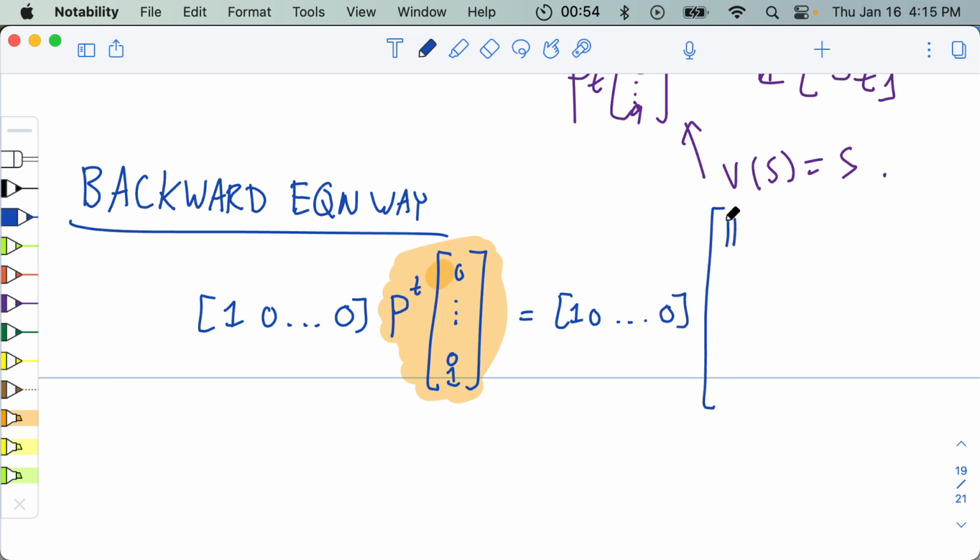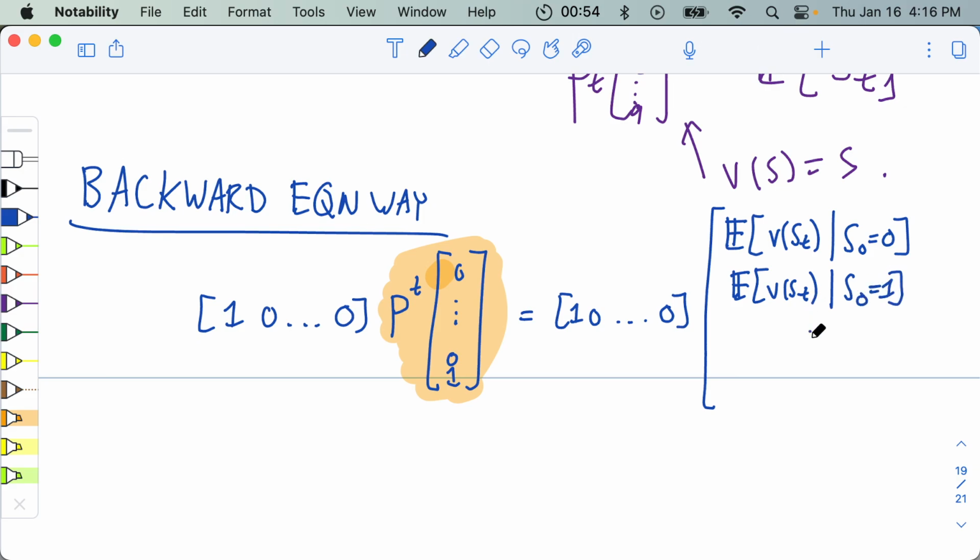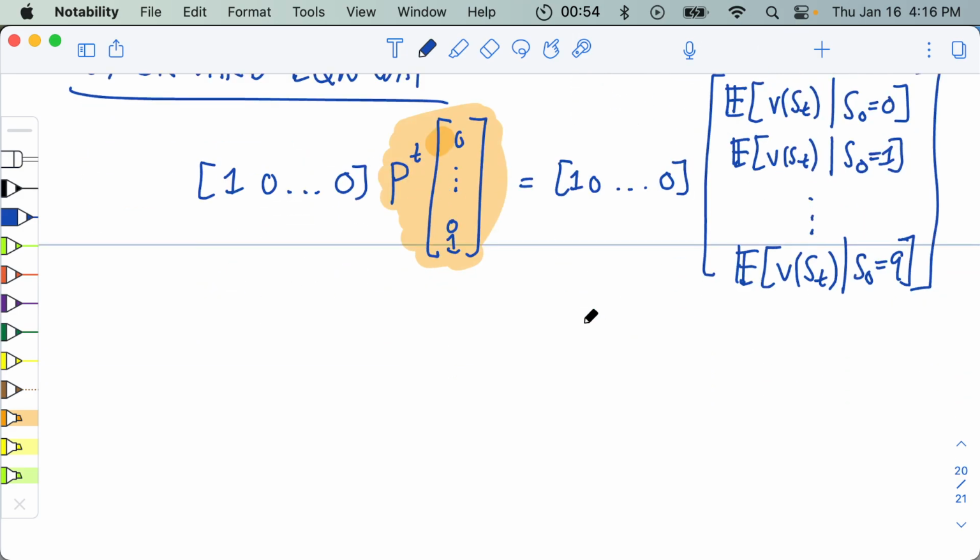And what this will equal, so 1, 0, 0 is unchanged, is this vector of expected values: the expected value of v of s_t given s_0 equals 0, the expected value of v of s_t given s_0 equals 1, dot, dot, dot, all the way up to the expected value of v of s_t given s_0 equals 9. So it's a vector where the components are all different expected values starting from different points. And this is what I called the Kolmogorov backwards equation. So let me state it more precisely and prove it now.